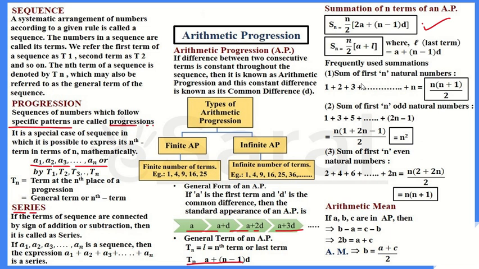So basically you have some other summations also. If they ask you to find the sum of the first n natural numbers, for example the sum of the first 10 natural numbers, what is the formula? It is n into n plus 1 by 2. In the same way, the sum of the first n odd natural numbers is n squared. The sum of the first n even natural numbers is n into n plus 1. So this is what we learned about arithmetic progression and geometric progression.